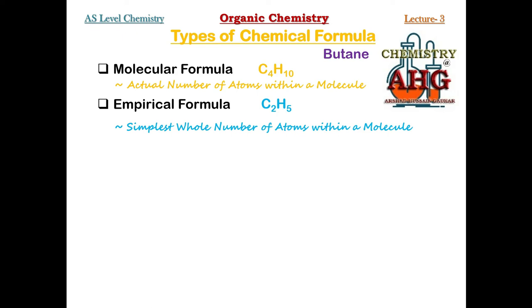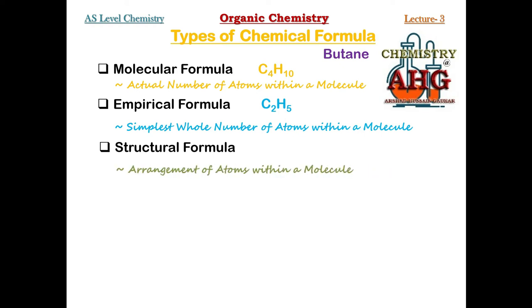Okay, next type of chemical formula that we study very commonly in the organic chemistry is known as structural formula. What you must remember, what is structural formula? It tells us the arrangement of atoms of different elements within a molecule. For example, we are studying butane. It is made up of carbon and hydrogen. The structural formula will give us information that with each carbon, how many hydrogen atoms are bonded. So whenever we get this type of information from a formula, that is known as structural formula.